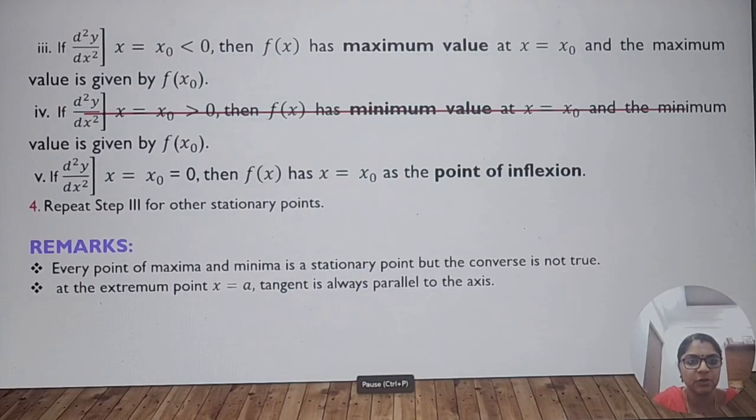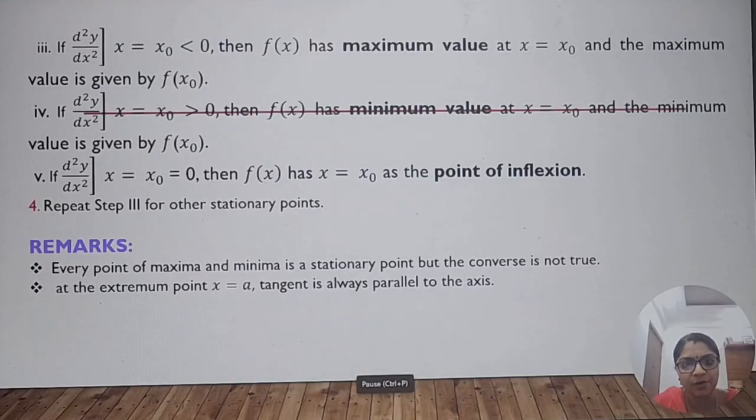Then the third one, if d square y by dx square at the point x is equal to x0 is less than 0, then we have to come to one conclusion that f of x has a maximum value at x is equal to x0 and the maximum value is given by f of x0. And the fourth one, if d square y by dx square at the point x is equal to x0 is greater than 0, then f of x has a minimum value at x is equal to x0 and the minimum value is given by f of x0.